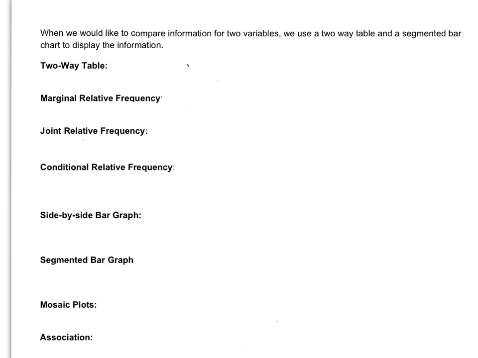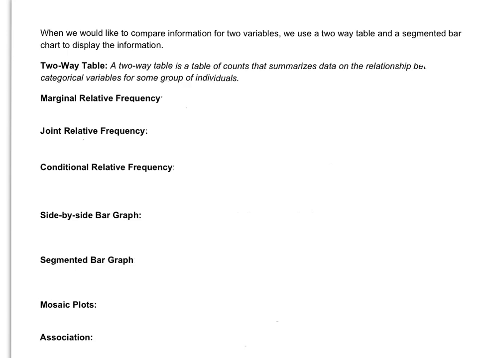So oftentimes we're going to look at two categorical variables and we want to be able to make comparisons on the information from these two variables. In order to do this, we'll often use what we call a two-way table, some different types of frequencies, which are going to be proportions or percentages, and then often a segmented bar chart, which will help us display our information. So first and foremost, a two-way table is a table of counts.